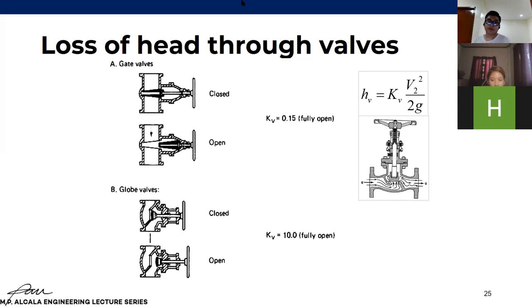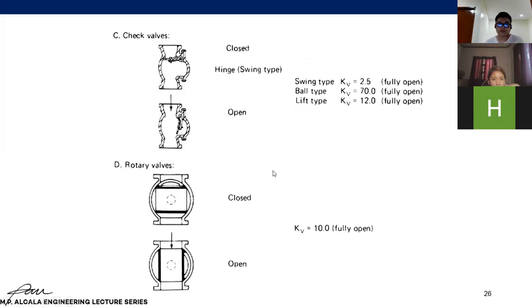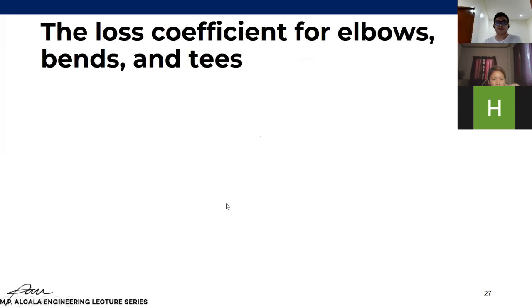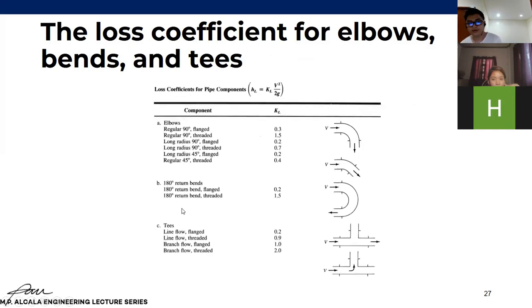So, meron din, given na, predetermined. In this case, KV, total value na, no? For fully open valves. Okay? So, other constants, no? Again, class, no need to memorize these values. The loss coefficient for elbows, bends, and tees are the following. So, summarize values.